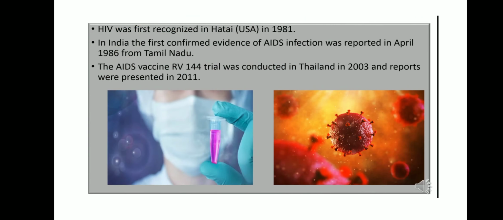HIV was first recognized in Hatai, that is in USA, in the year of 1981. In India, the first confirmed evidence of AIDS infection was reported in April 1986 from Tamil Nadu. The AIDS vaccine RV144 trial was conducted in Thailand in 2003 and reports were presented in 2011. These are all additional information that you should know.